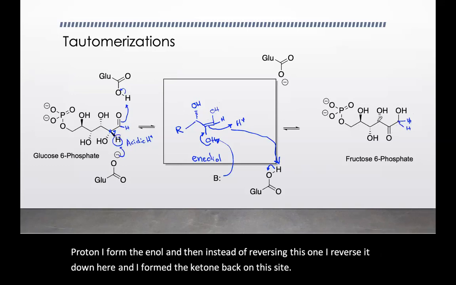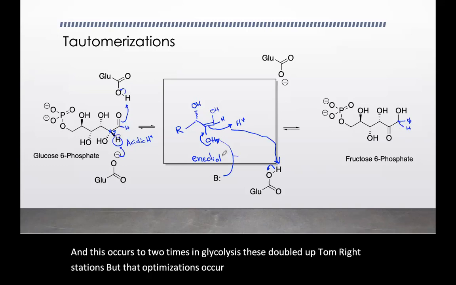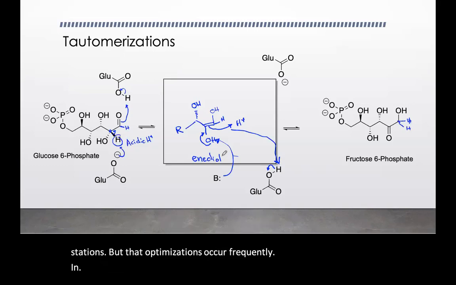And this occurs 2 times in glycolysis, these double tautomerizations. But the tautomerizations occur frequently in glycolysis. They occur frequently when you're looking at reactions of sugars, because glucose and fructose are sugars.